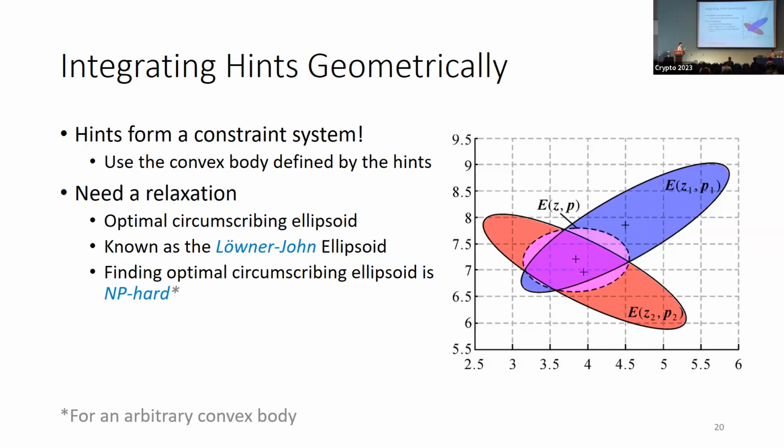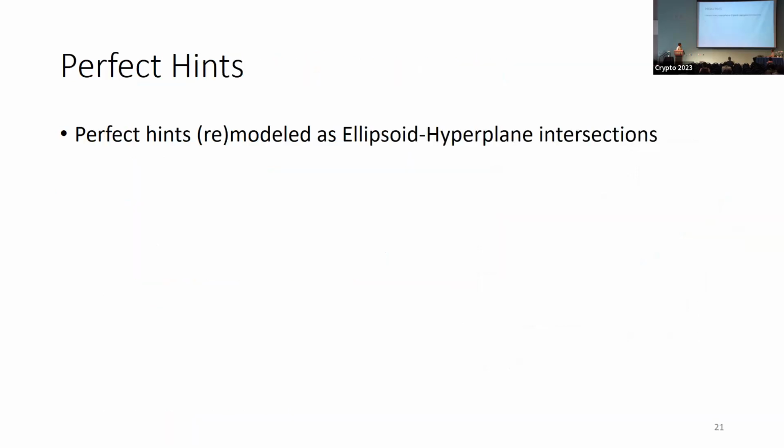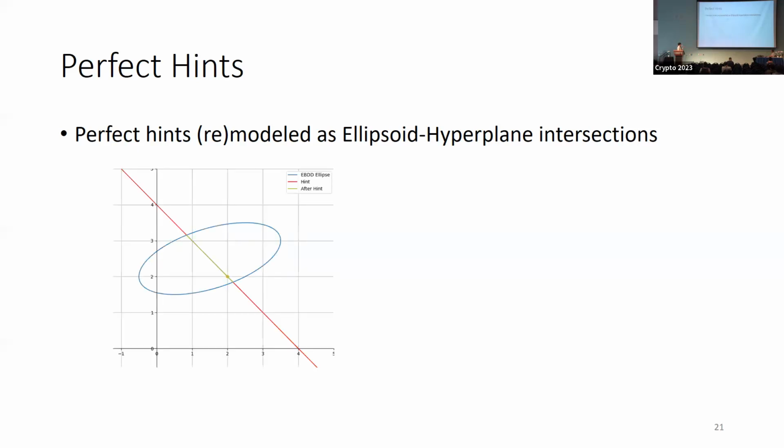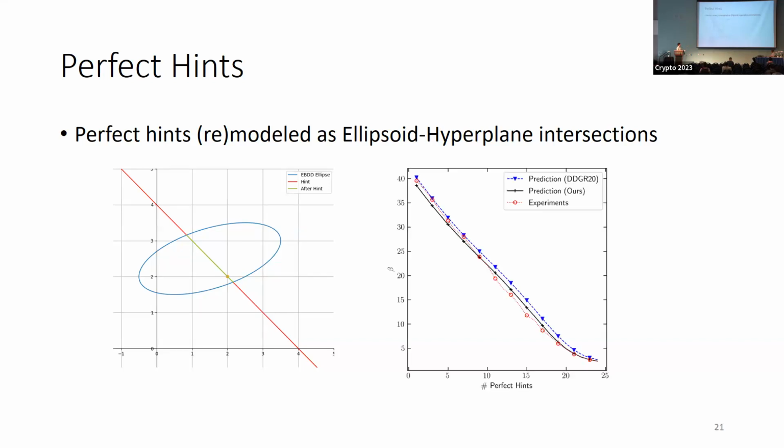Ellipsoid half space and ellipsoid hyperplane intersections in particular have exact, really nice, efficiently computable closed form expressions. And so we just apply these iteratively, like you would, for example, in the ellipsoid method itself. And so, as I said, perfect hints are remodeled as ellipsoid hyperplane intersections instead of the conditional Gaussian distribution of this intersection. In 2 dimensions, when you intersect an ellipsoid and a hyperplane, it's just another ellipsoid. So when you do this, you just get a line segment. That's just illustrative as an example.